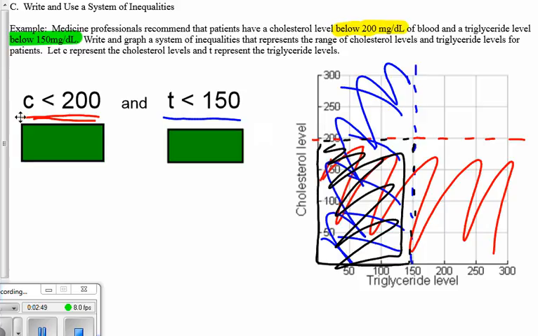So this is where you want your patients to be, somewhere with a triglyceride level between 0 and 150 and cholesterol between 0 and 200. But they can't be exactly 200. That's why we have our dashed lines up here. They can't be exactly 150 for triglycerides. That's why this is a dashed line. But let's say you had a patient who had 100 for their triglyceride and 150 for their cholesterol. That would put them right here. They would be in the safe zone. That is an okay patient, nice and healthy.